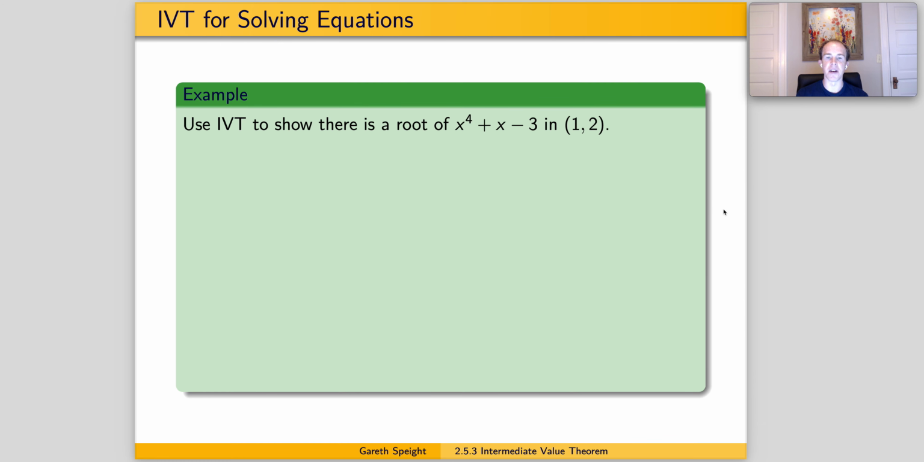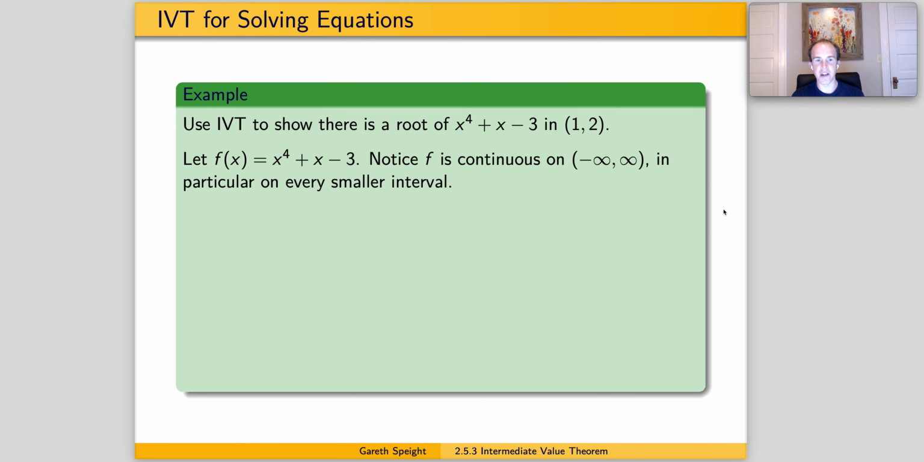I just mean there is a value of c that makes it 0, right? There is a solution to x to the 4 plus x minus 3 equals 0 inside the open interval 1, 2. So let's try to do that. Let's apply the intermediate value theorem.